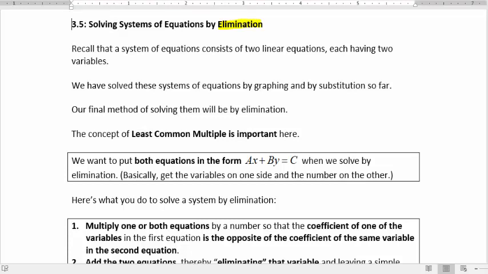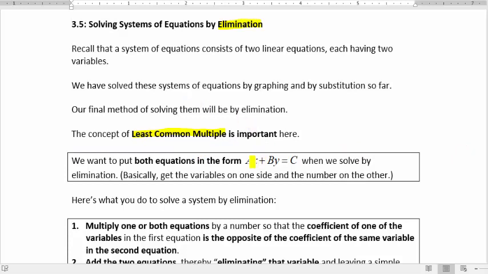All right, so we recall that a system of equations for us was two linear equations, each having two variables. We've solved them by graphing and by substitution so far. So now we're going to move on to the elimination method. And an important concept in solving systems by elimination is the concept of least common multiple. Okay, so that's one thing.